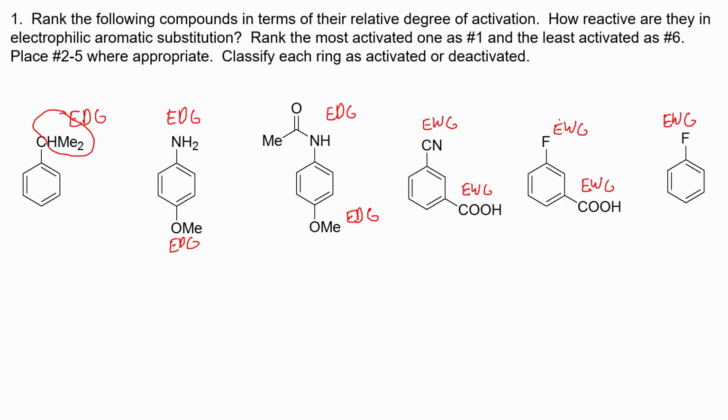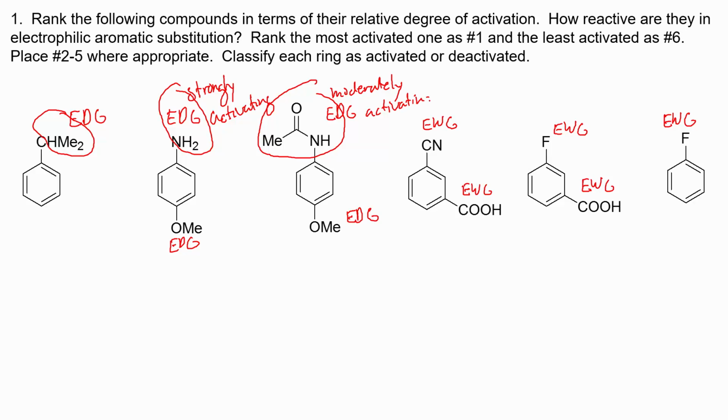is going to be number 1, and one of these 2 here that has the 2 electron withdrawing groups, that's going to be number 6. Okay, so how do we choose number 1? Okay, let's look at, they have the methoxy group in common. But this group is strongly activating, and this one is only moderately activating, okay? So we're going to choose this one as number 1.